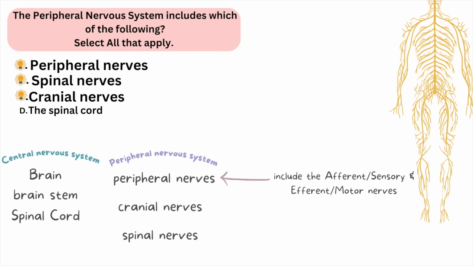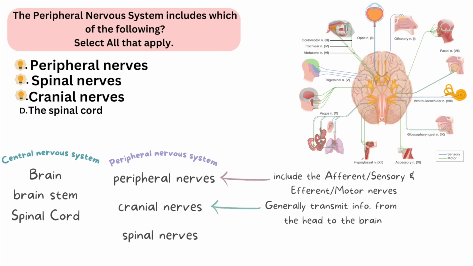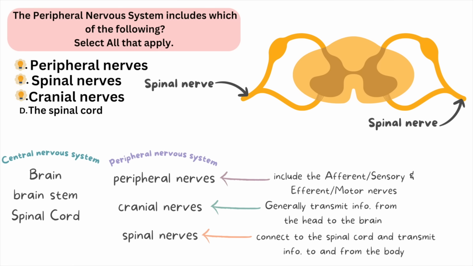Okay, so the peripheral nerves include the afferent or sensory nerves and the efferent or motor nerves. The cranial nerves relay sensory information from the head to the brain, and there are 12 cranial nerves, as you can see from the illustration above. And the spinal nerves are attached to the spinal cord. They relay information to and from the body.